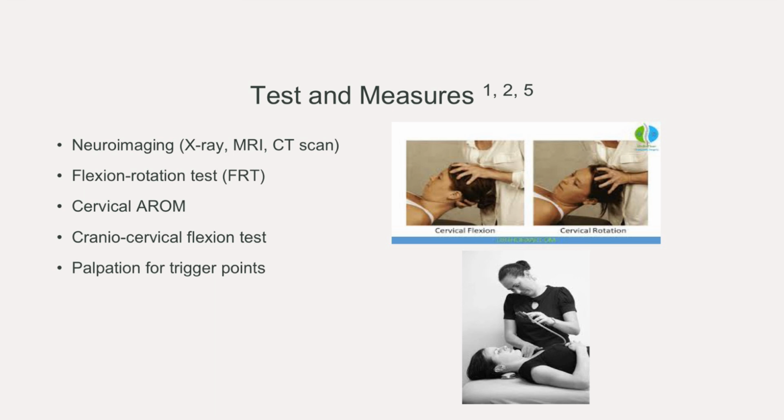It starts at 20 units of pressure, and each time you do it, it increases by 2 millimeters of mercury of pressure. Each time you do it, you hold it for 10 seconds and then relax. And you do this up until 30 millimeters of mercury. It's usually repeated twice. And then it is also important to palpate for trigger points.